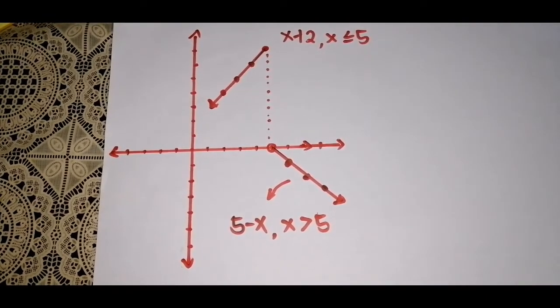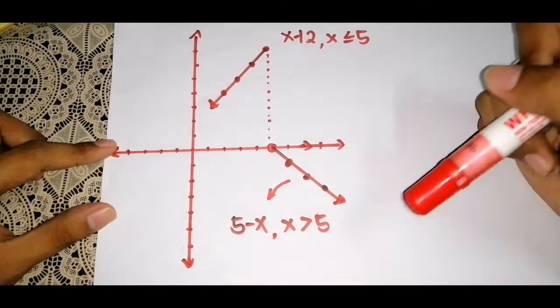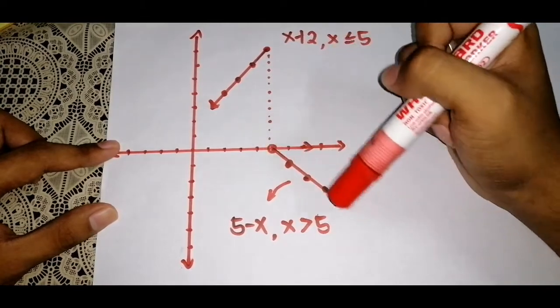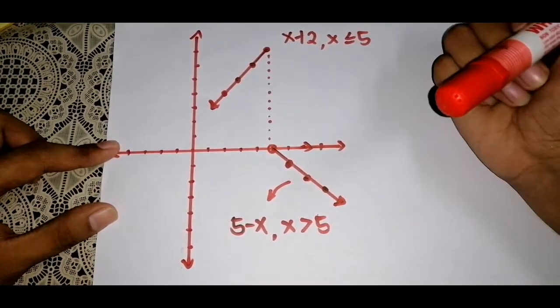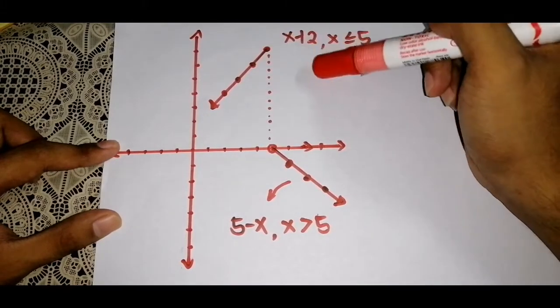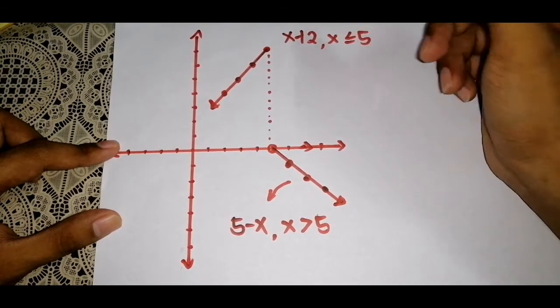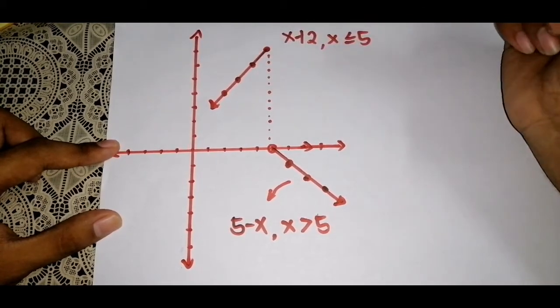So, ito yung graph nung dalawang function. Ito yung 5 minus x when x is greater than 5. Meron ditong open circle kasi nga wala naman siyang or equal. Ibig sabihin hindi included. Dito naman sa ating pangalawang graph na x plus 2 when x is less than or equal to 5, included yung 5 kaya shaded circle.